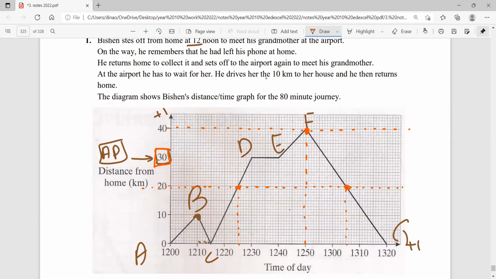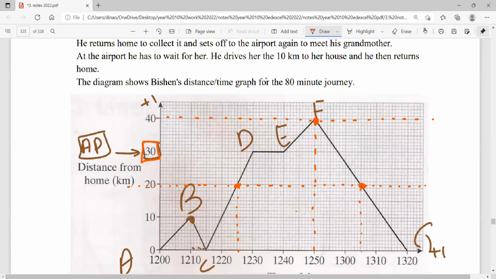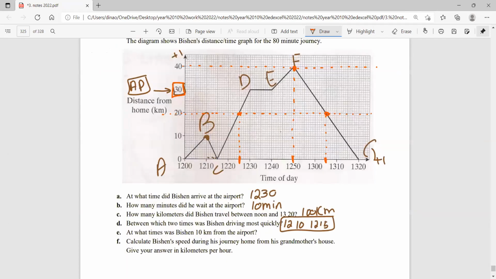So let's see these 3 points over here. 10 kilometers before the airport, 10 kilometers after the airport. This is the answer of question E. I'm going to write it over here. At 12:25 he was 10 kilometers before the airport. At 12:50 he was 10 kilometers after the airport. And then this is 13:05, I guess. At 13:05 he was at kilometer 20 on his way back from the airport.